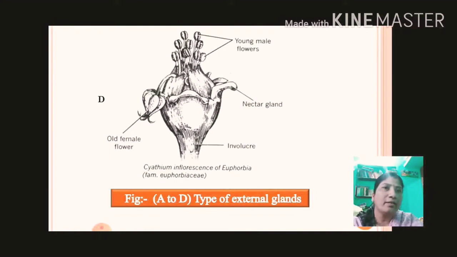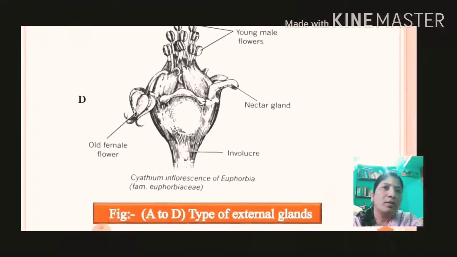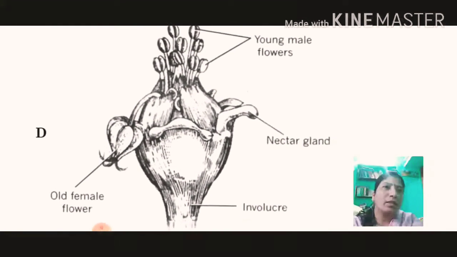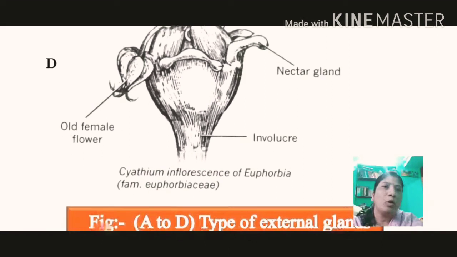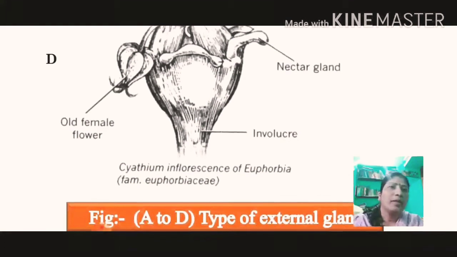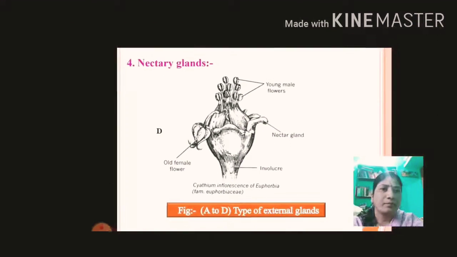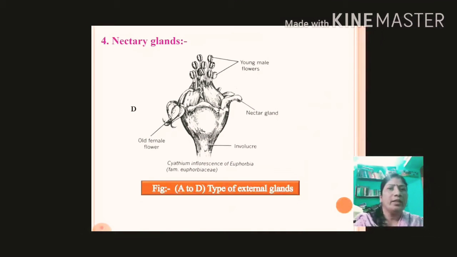Then the nectar glands. They look like a diagram, showing the nectar glands in the female flowers and the anthers, the cyathium inflorescence of Euphorbia. This one, A to D, is a type of external gland.